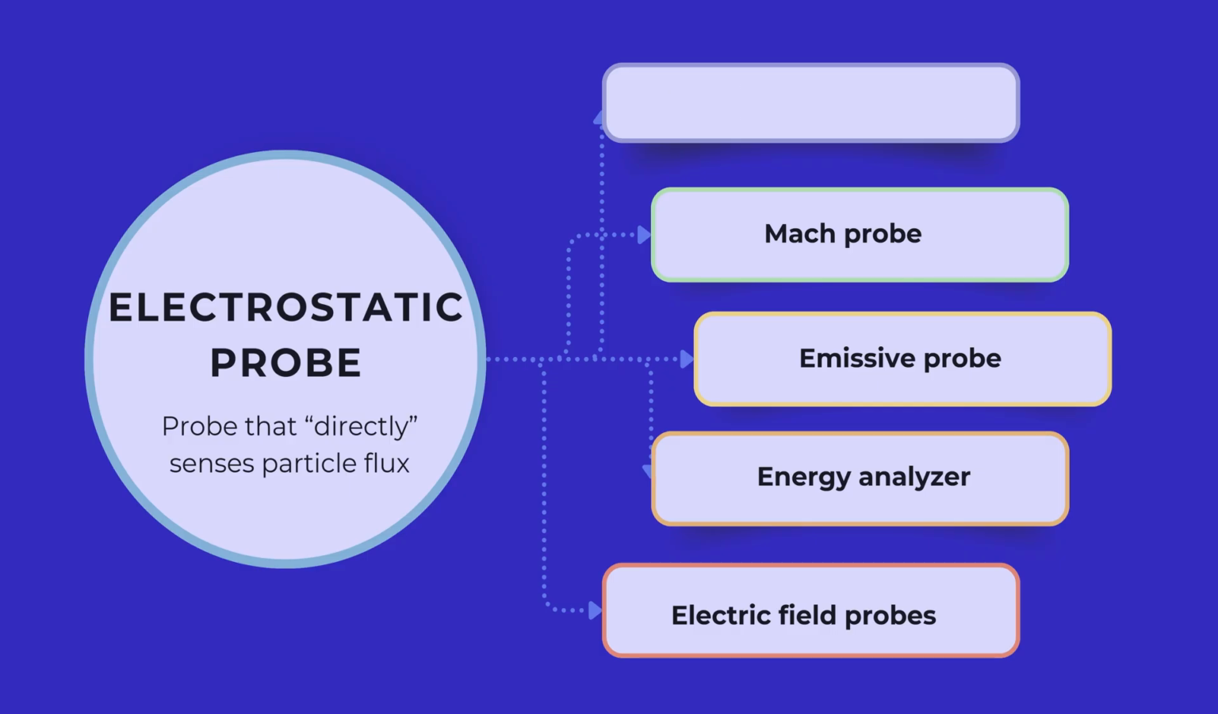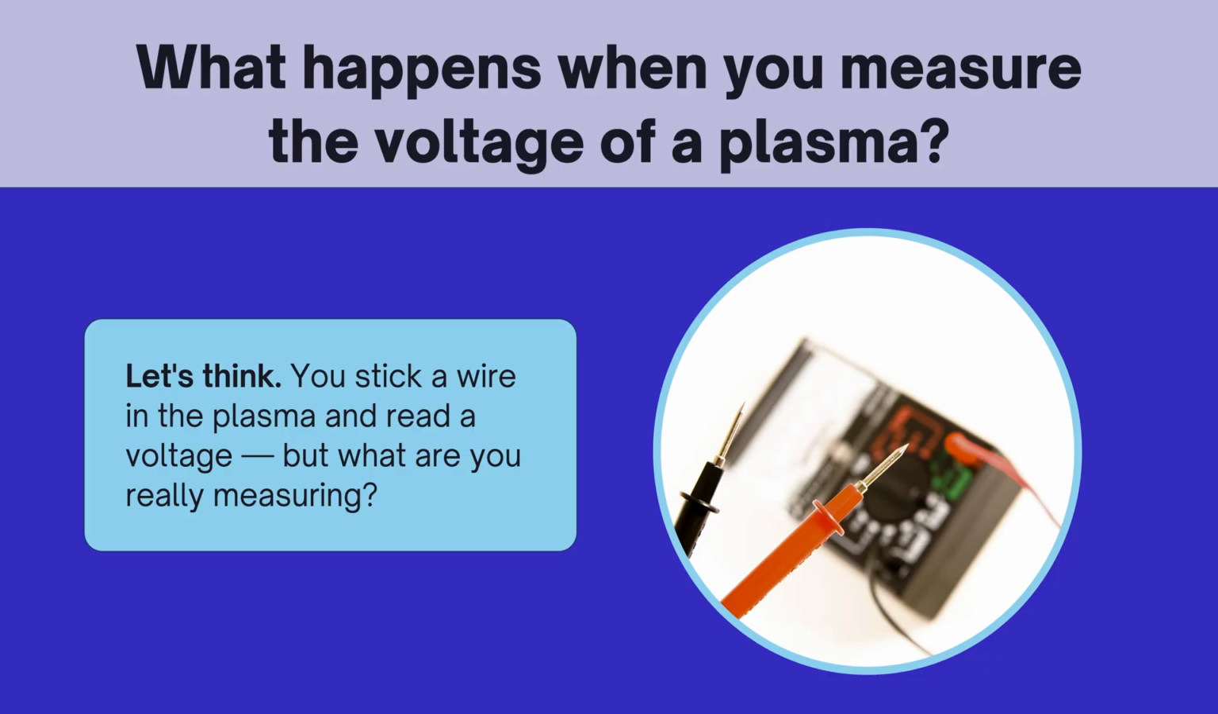Imagine it's 1920. You are Irving Langmuir. You have just made a glowing gas inside a glass tube, but no one really knows what it is. You decide to do the simplest possible experiment. Poke it with a wire and see what happens. You grab a piece of metal wire, stick it into the plasma, connect it to a voltmeter, and measure the potential relative to ground. You read a number from the voltmeter. What does this number mean?